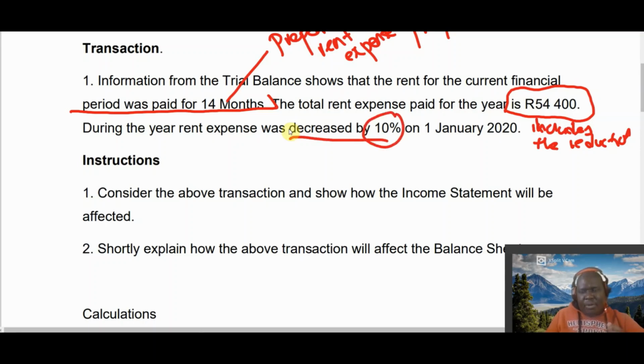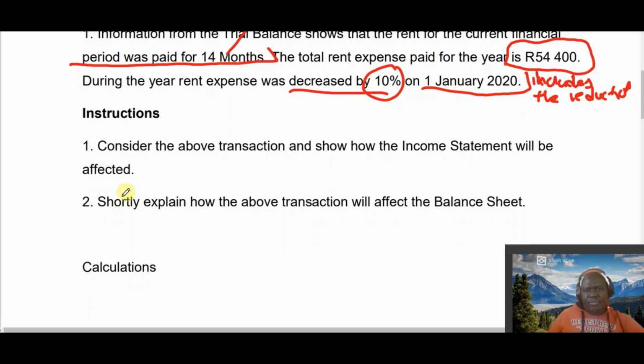Another thing that we also need to look at is the date on which the reduction took place. This 10% took place on 1 January 2020. So it means that we're going to factor in our reduction from the payments that we made from January up until April, because this rent was prepaid for 2 months and our financial period ends on 29 February. So the extra 2 months will be March and April.